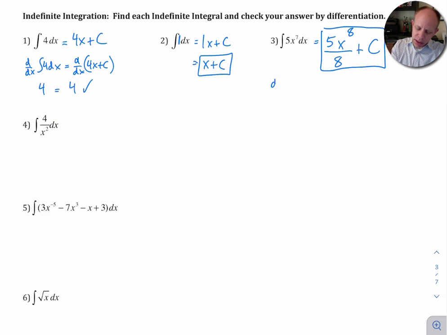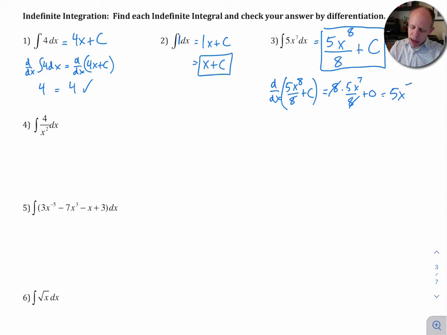Now, if we check this derivative, the derivative of 5x to the 8th over 8, we should get 5x to the 7th. Notice the plus c will differentiate to 0. So the 8 will go in front and times what's there. Knock the power down 1. The c goes down to 0. And notice the 8 over 8 cancels. And what are we left with? 5x to the 7th, which is what we were looking for. So you can always check your answers just by doing the derivative.